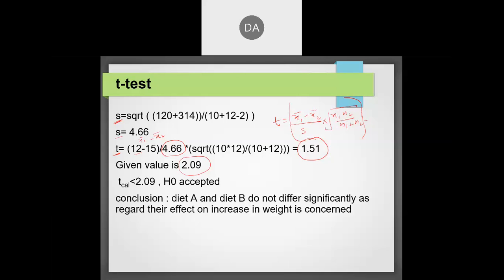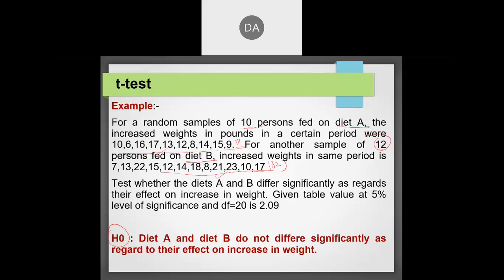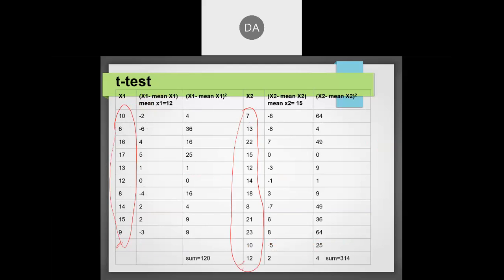So you are in the acceptance region. Why? Because your calculated value is less than the critical value. So your H0 is accepted, in the sense the assumption you made is correct: diet A and diet B do not differ significantly. They are similar. But if you look at the data, it doesn't look similar, because these data values are quite different from these data values. So just by looking at data or by doing some descriptive analysis, you won't be able to make out that type of conclusion. Inferential statistics helps you make those types of conclusions from the data.